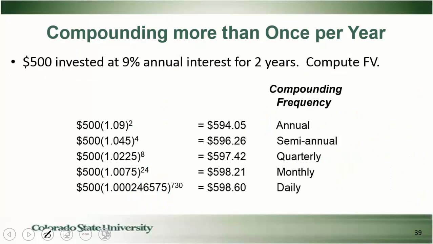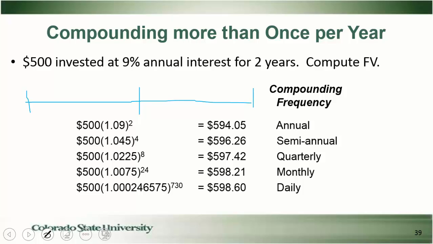Last topic for this section, we need to talk about what happens when an investing situation is compounded more than once per year. We know how compounding works. We earn interest on the original amount we put in, what we call the principal, plus interest on previously earned interest. Well, let's take a simple example. $500 invested at 9% for 2 years. I'm going to draw the timeline to show you how this is going to work.